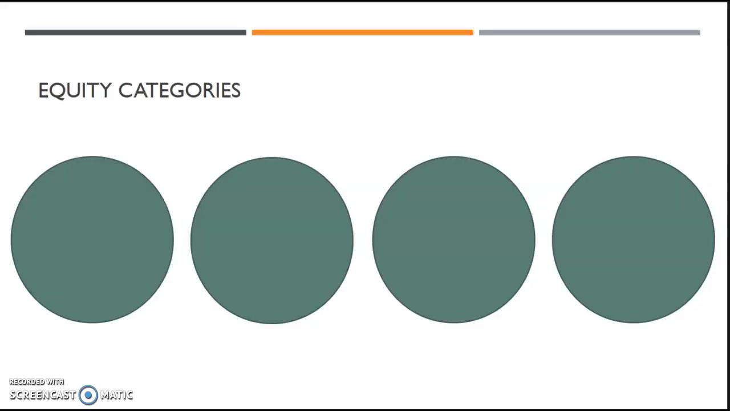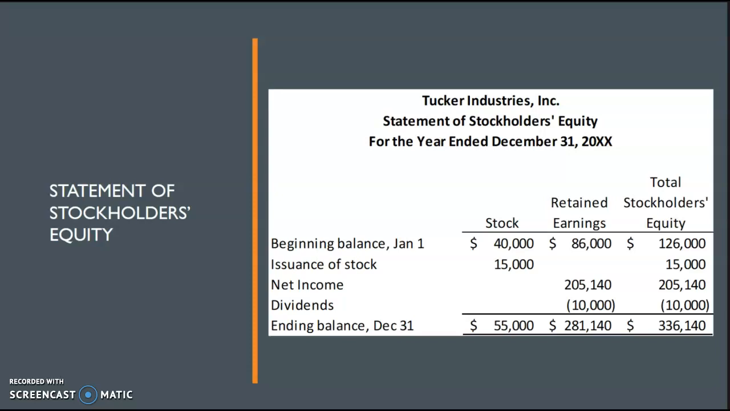Remember the 4 categories of equity? Owner investments, owner distributions, revenues, and expenses. In a corporation, owner investments are called stock. You see a column for stock showing all changes to it throughout the period.